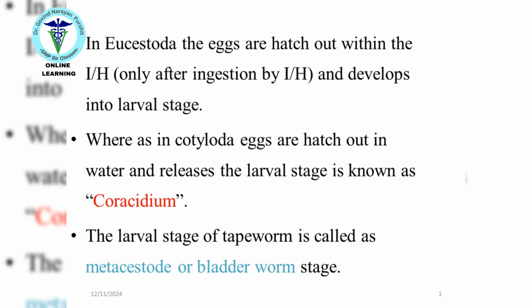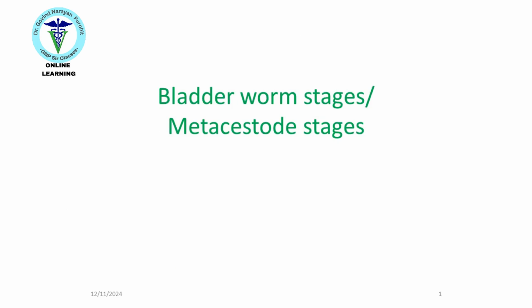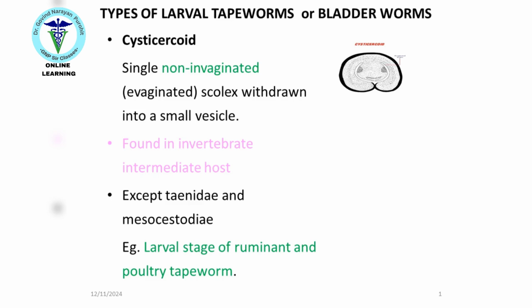In Cestode, eggs hatch within the intermediate host, developing into larvae. In Cotyloda, eggs hatch in water, releasing larvae known as coracidium. Next, we will explore the stages of bladder worms, also known as metacestodes. Cysticercoid is a type of larval tapeworm found in invertebrate hosts, except for Taeniidae and Mesocestoidae.